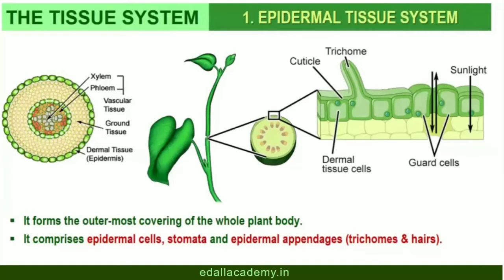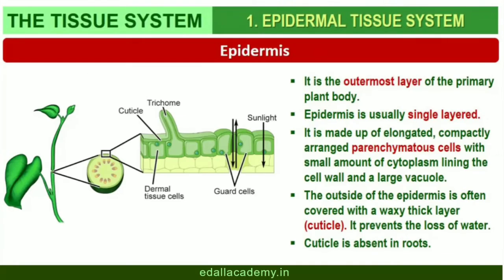Let's begin with the epidermal tissue system. The epidermal tissue system forms the outermost covering of the whole plant body and comprises epidermal cells, stomata and the epidermal appendages, the trichomes and hairs. The epidermis is the outermost layer of the primary plant body.